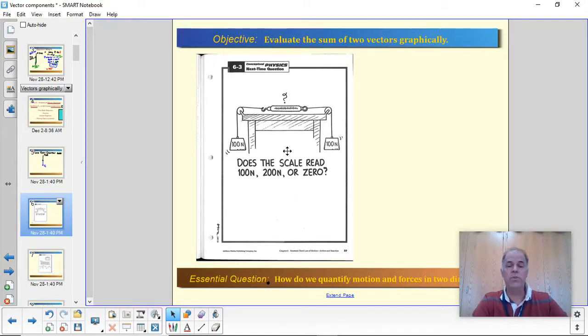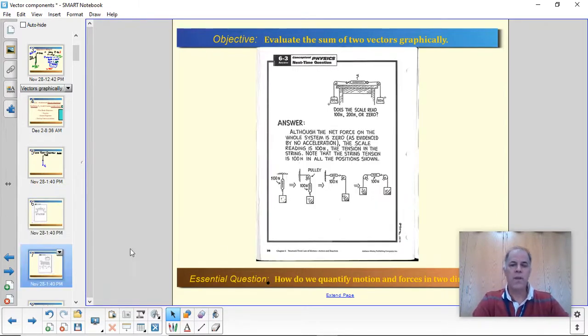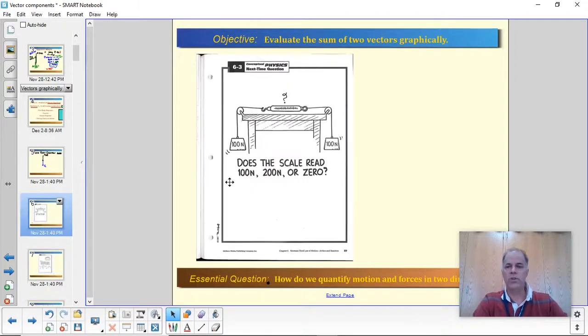Does it read 100 newtons? Does it read 200 newtons? Or does it read 0 newtons? All right, think about that for a moment. Pause it if you need more time, because I'm going to show you the answer right now. Here it is. The answer is that it reads 100 newtons, which is a little surprising. Most students choose 200 newtons because there's 100 newtons hanging here and 100 newtons hanging there. But the actual answer is 100 newtons.